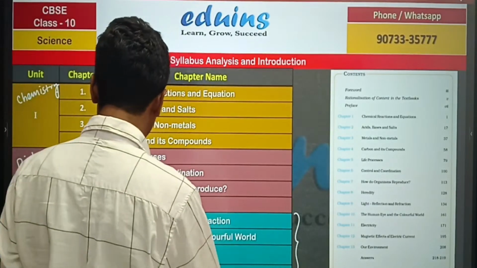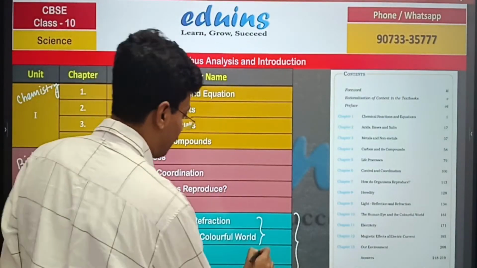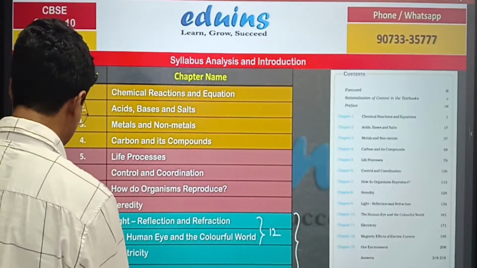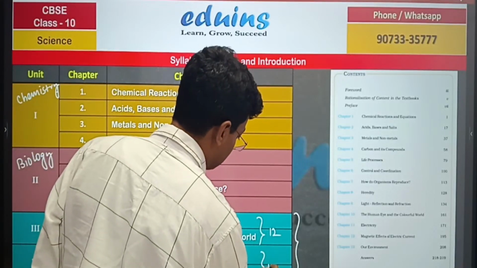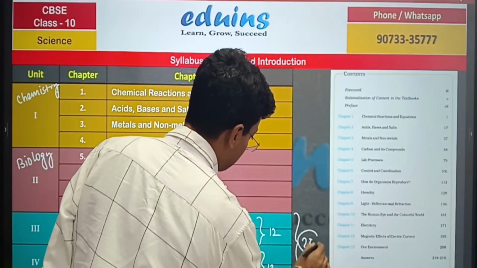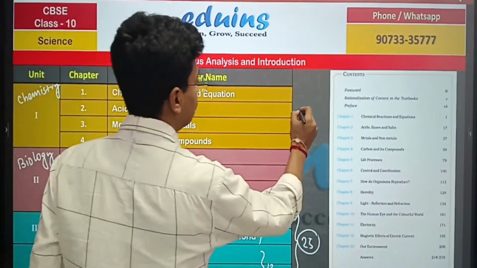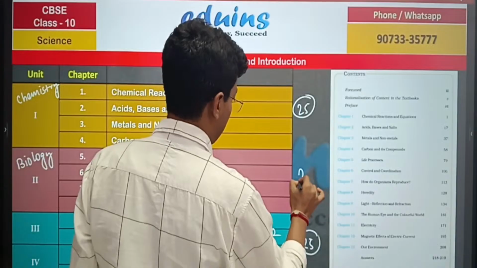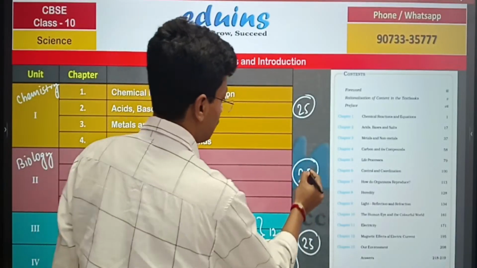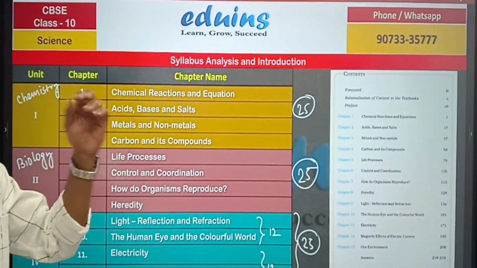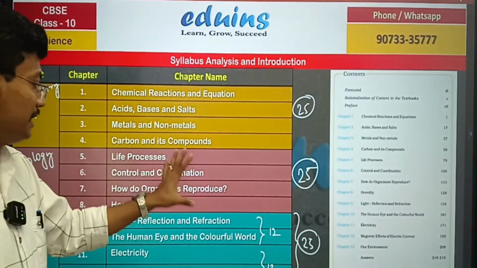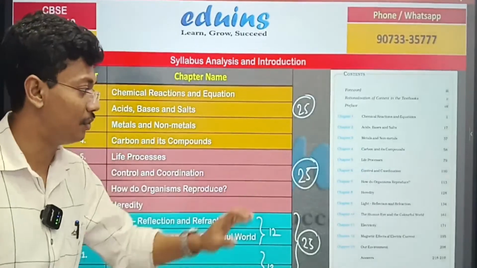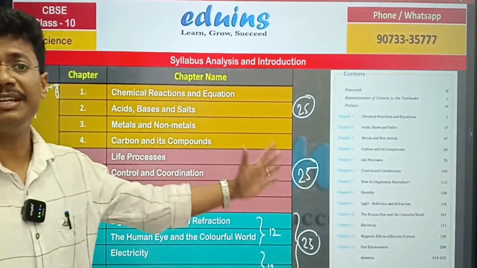From chapters 9 and 10 you will get 12 marks, and from chapters 11 and 12 you will get 13 marks, a total of 25. So there are 25 in chemistry, 25 in physics, and 25 in biology. So there are 75 marks.